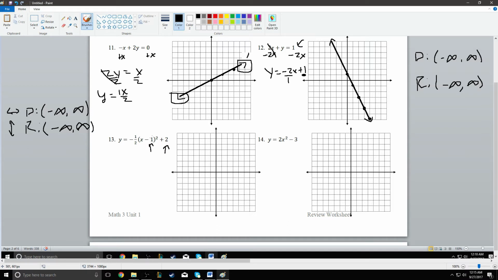Next one, to graph this, first handle your shift. Your shift, this is right 1 because it's opposite. Inside the parentheses, their horizontal shift's always opposite. So it's right 1, up 2. That is your new starting point.